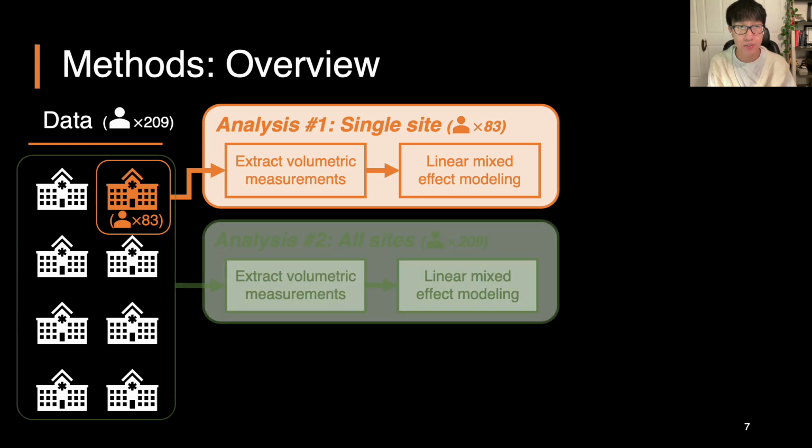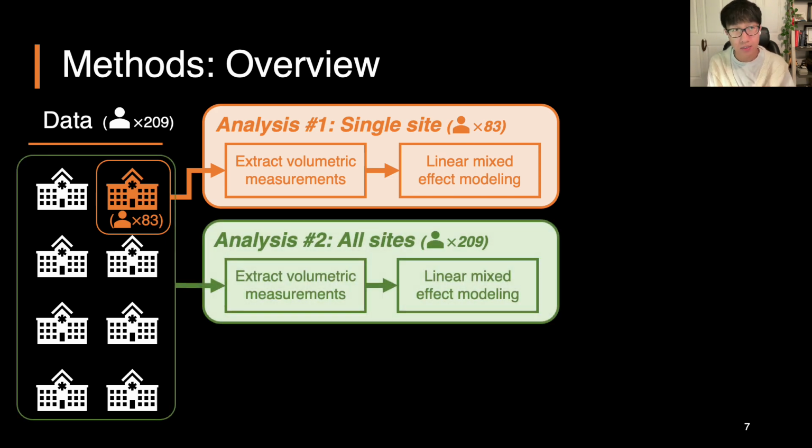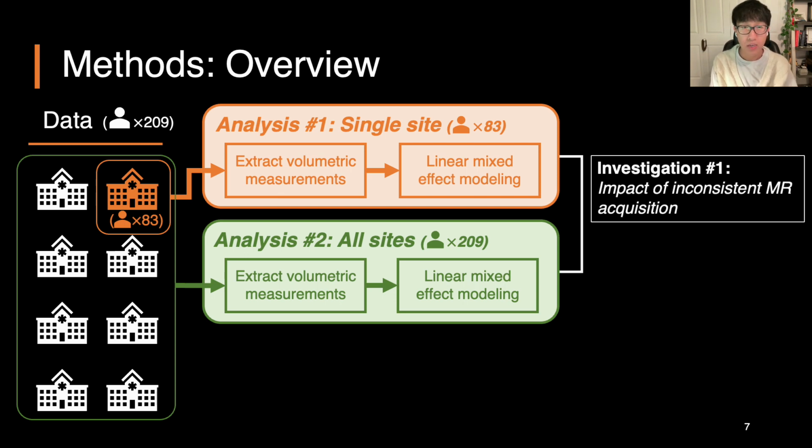And then we run a second analysis. In this analysis, we use data from all the 8 sites, and then we follow the same image processing steps, volumetric measurements, and then linear mixed effect modeling. And by comparing these two analyses, we can have an idea about the impact of inconsistent MR acquisition, because even though these 8 sites in general follow the CMSC guideline, there are still some variations between these sites in terms of acquisition.